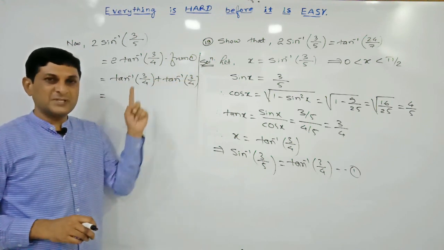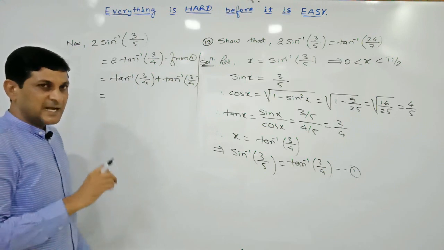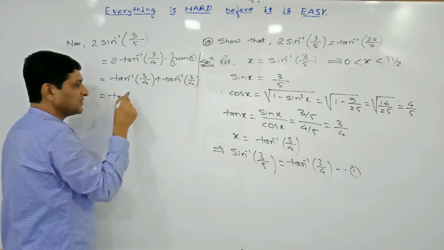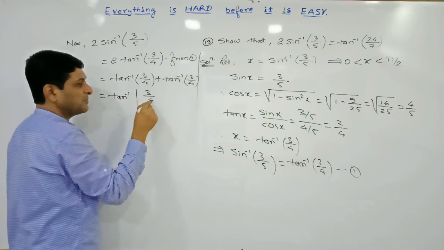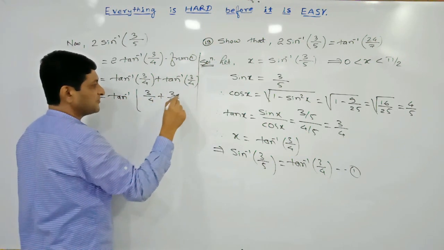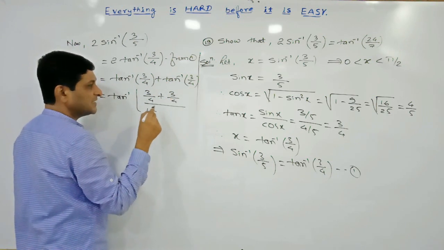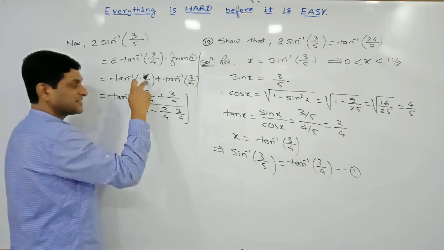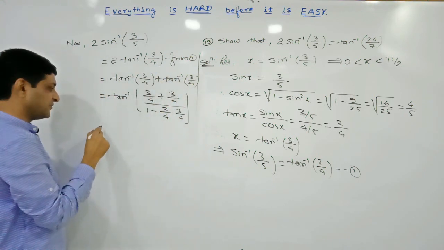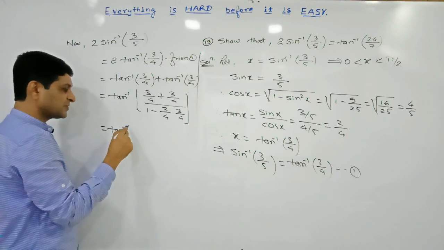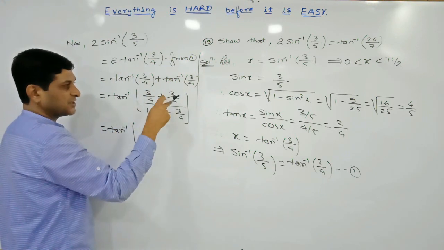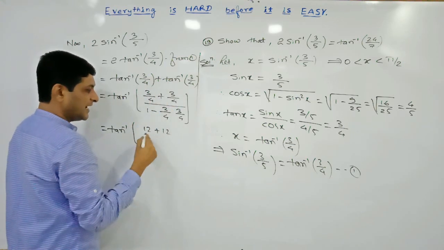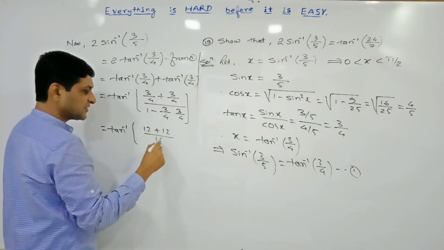In one property we have seen that if x into y is less than 1, at that time the value of tan inverse of x plus tan inverse of y is equal to tan inverse of x plus y divided by 1 minus x into y. x is here 3 by 4 plus y is also 3 by 4, divided by 1 minus 3 by 4 into 3 by 4, because here x is also 3 by 4 and y is also 3 by 4. So which is equal to tan inverse of, let us take the cross multiplication here, 4 3s are 12 plus here also 4 3s are 12, and in the denominator 4 into 4 is 16.